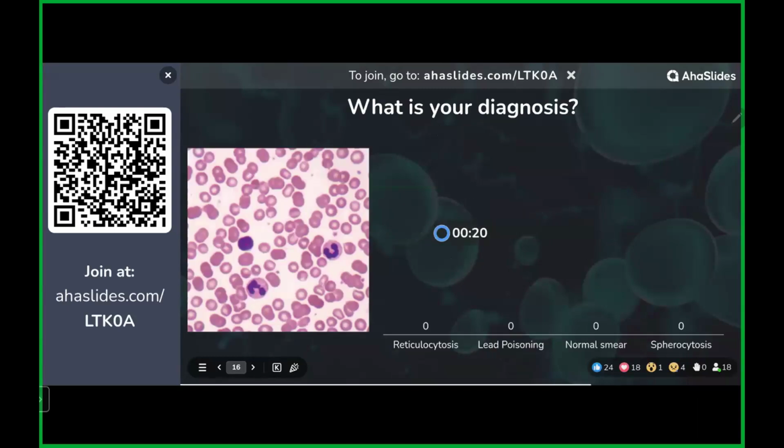Let's see if you guys can spot the abnormality. I think the worst option in this is normal smear. It's like picking a normal smear from an abnormal one. I think that is the toughest option. We've said enough.